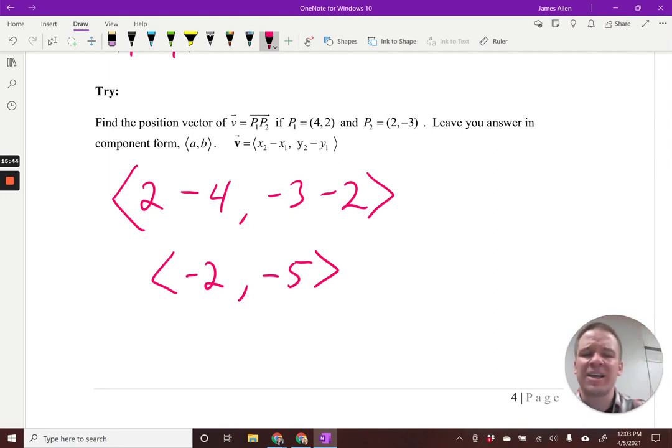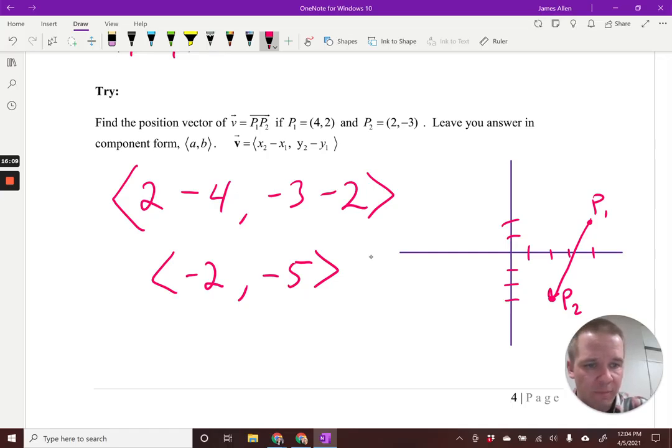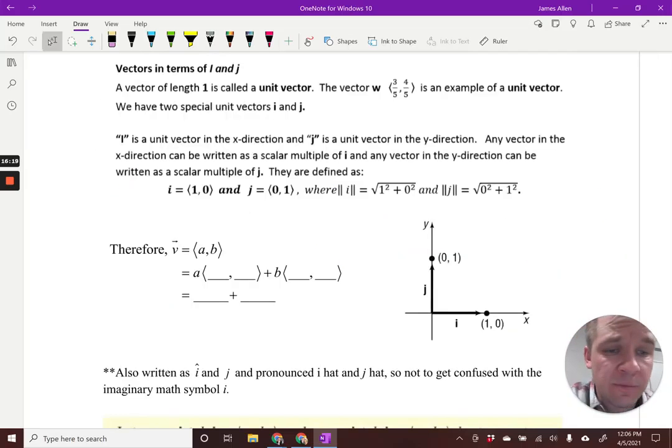And how about we look at this, because I think a graphical approach is always helpful. Let me pop a graph on here. And let's plot these points. So I'd have 4, 2, so 1, 2, 3, 4, 1, 2. So this is P sub 1. And then we have 2, negative 3, 1, 2, 3. And let's see here, we're going to the left 2. That checks out. We're going down 5. Boom, that checks out. I like it. Beautiful. Fantastic. Awesome. Very good. But wait, there's more.